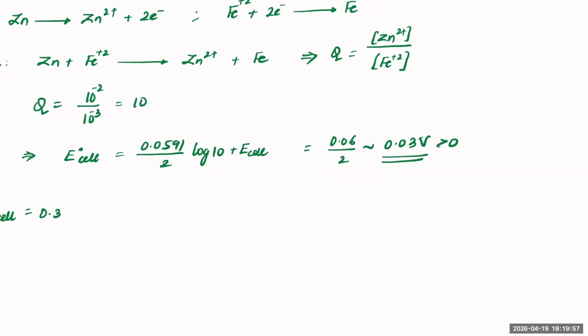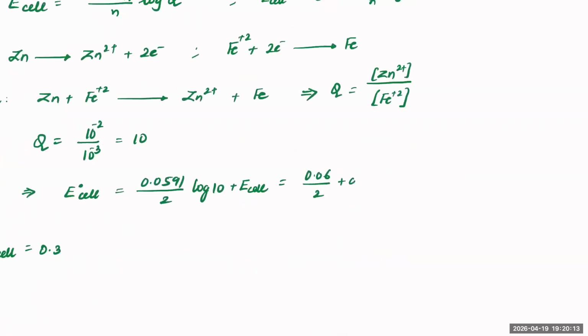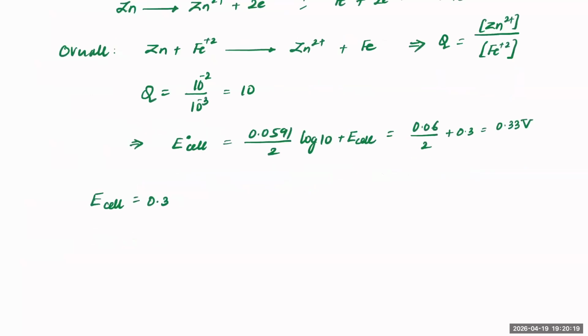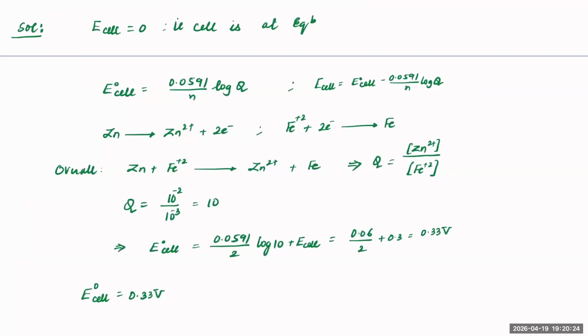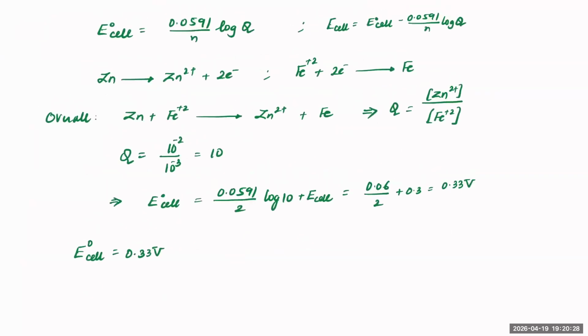As this value is what we need to calculate, let me just write down that part. This plus E cell. E cell value is given as 0.3. So that makes it 0.33 volts. This is the E naught cell value. E naught cell value is 0.33 volts. And now you put this E naught cell value, correct? And then figure out what K equilibrium is.